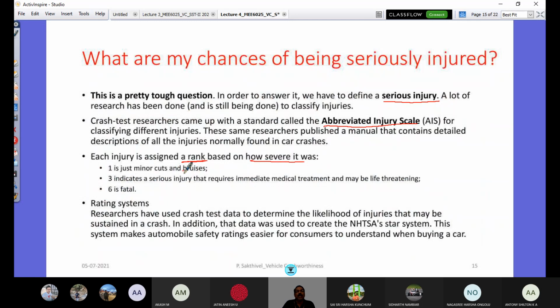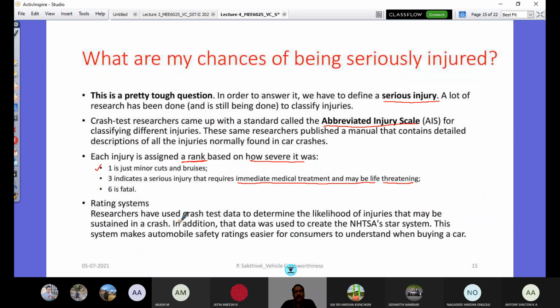Rank 1 is just minor cuts and bruises. So this is a rank 1 injury on the AIS index, which means it is not very severe. If it is rank 3, that indicates serious injury that requires immediate medical treatment and may be life threatening. And if it is rank 6, then it is fatal, it's death. So the serious injury level is ranked on scales of 1, 3, 6. There are also rating systems introduced by these agencies.